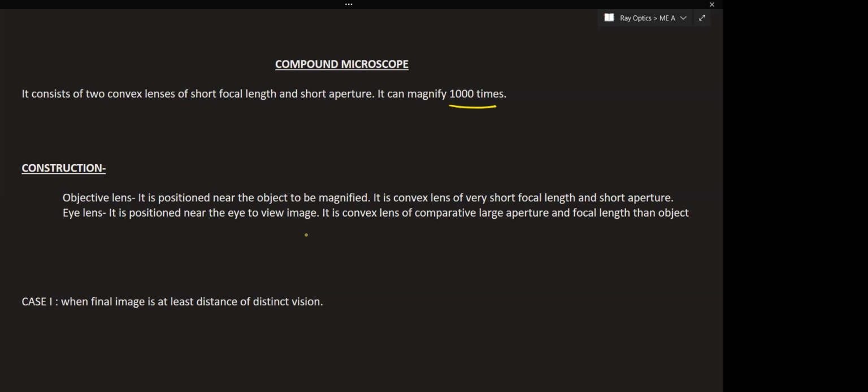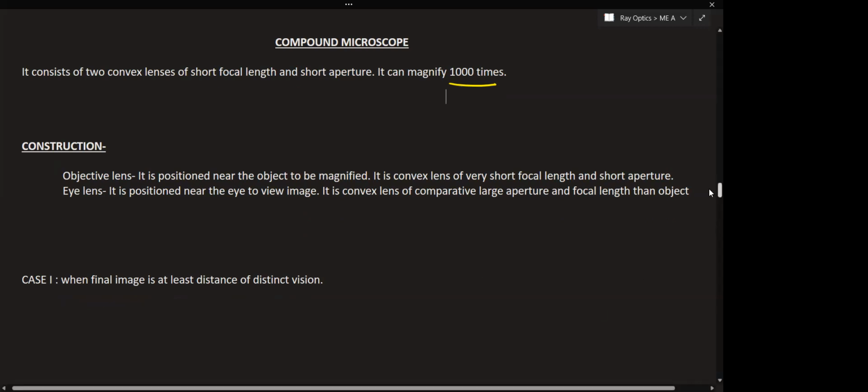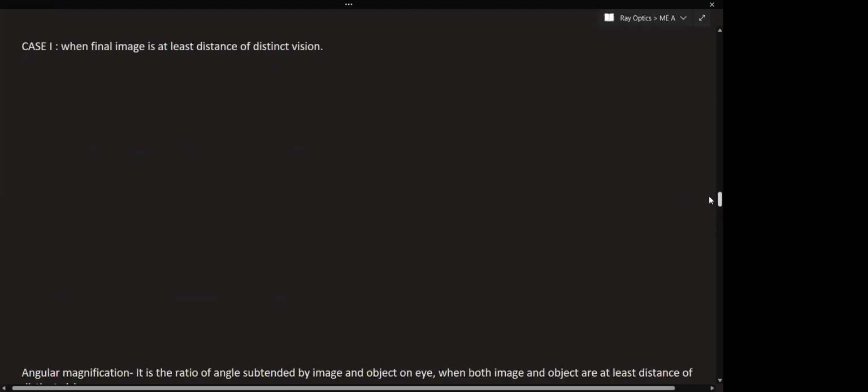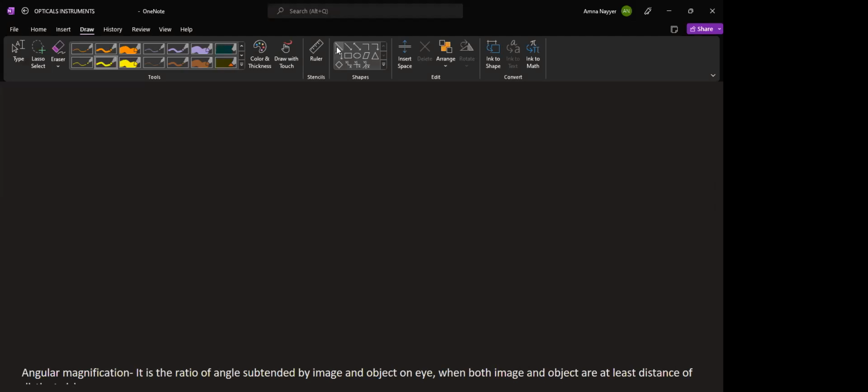But see, in case of compound microscopes, the objective lens is smaller, the eyepiece is greater. Understand this. Remember this, because in the telescope you will have a modification on this. Again, both cases will require the final image to be formed at the least distance of distinct vision.